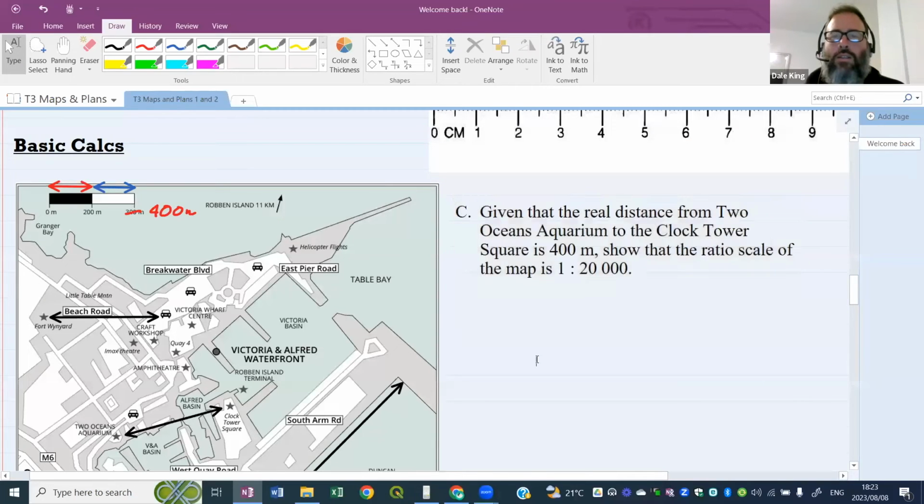So it says, given that the real distance from the Two Oceans Aquarium to the clock tower, which is this line here that I'm pointing to in red, if that real distance is 400 meters, show that the ratio scale of the map is 1:20,000. Okay, so we've got to use the real distance here.